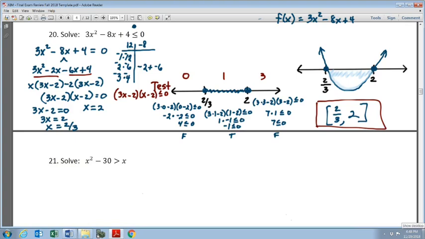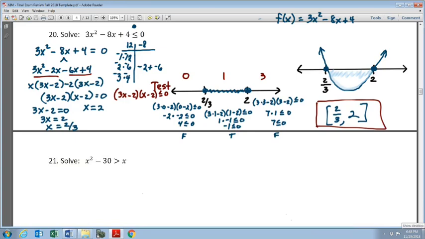So you can see that the part that's shaded is the numbers starting at 2/3 and going to 2. In other words, if you picked any number in this region, like an x value of 1 or any other number in there, it would make this inequality less than 0. Of course, the points on the ends are what make us equal to 0. All right, so let's go ahead and do 21 now.